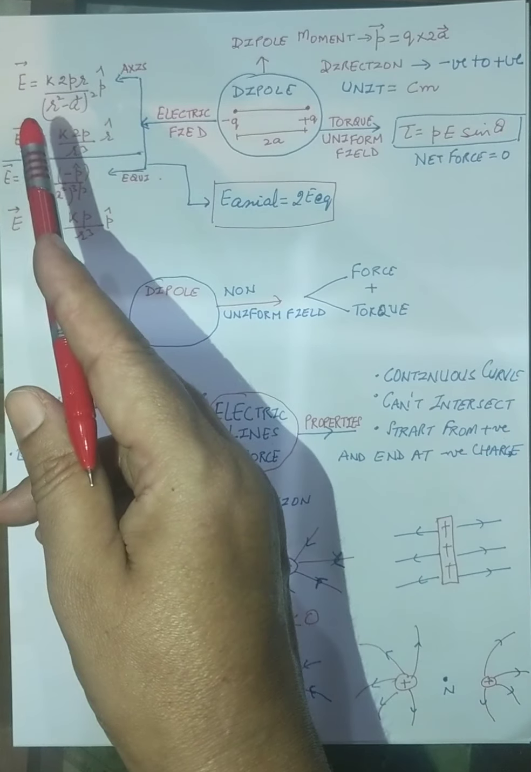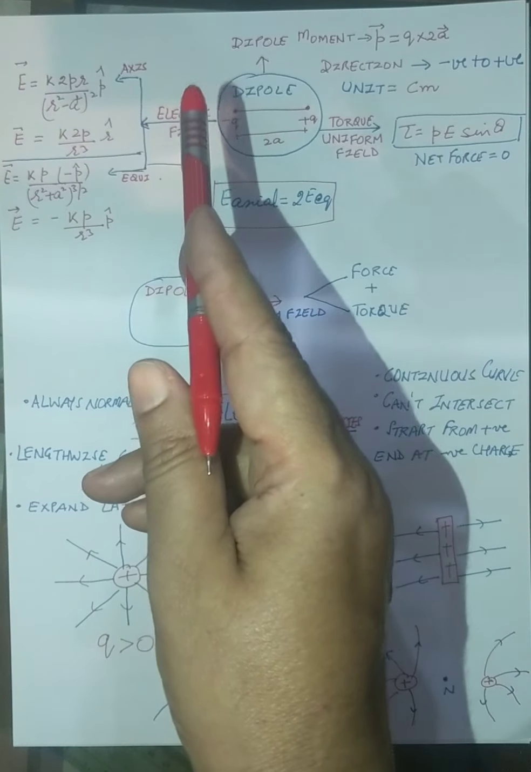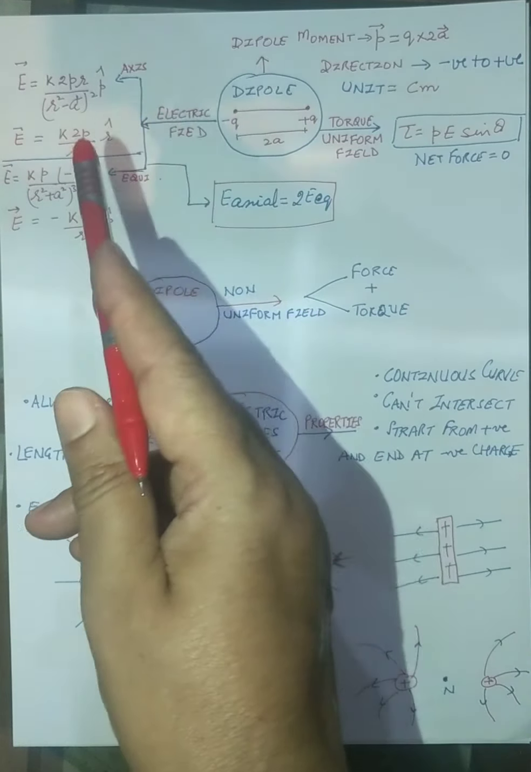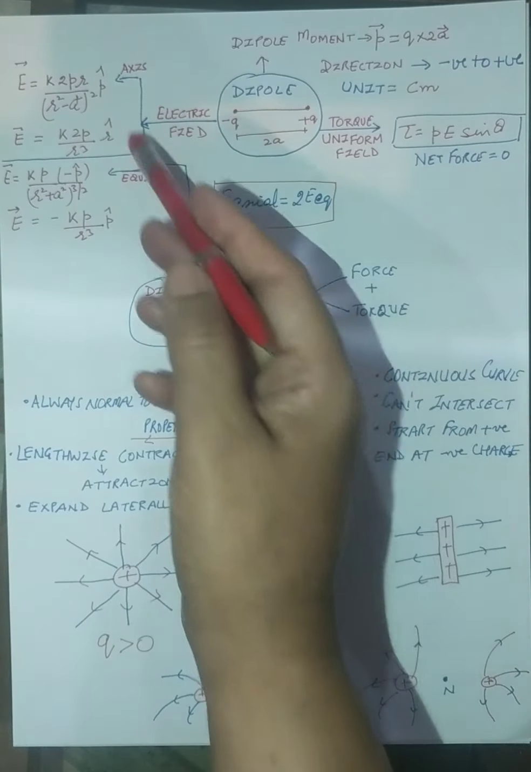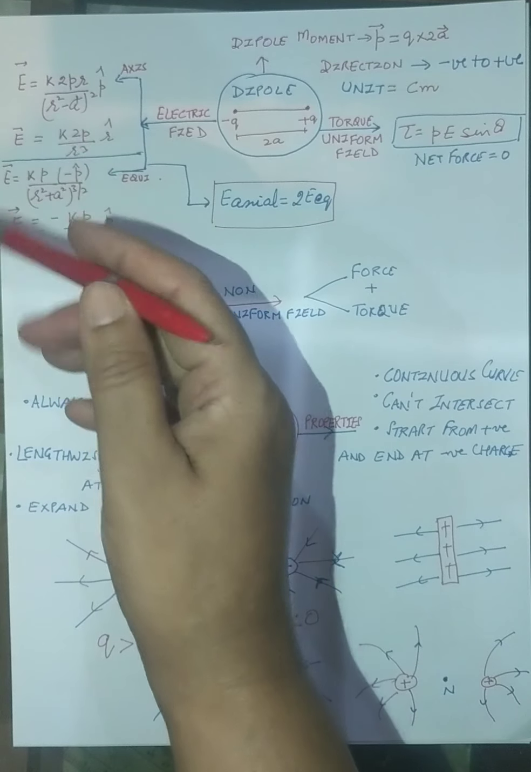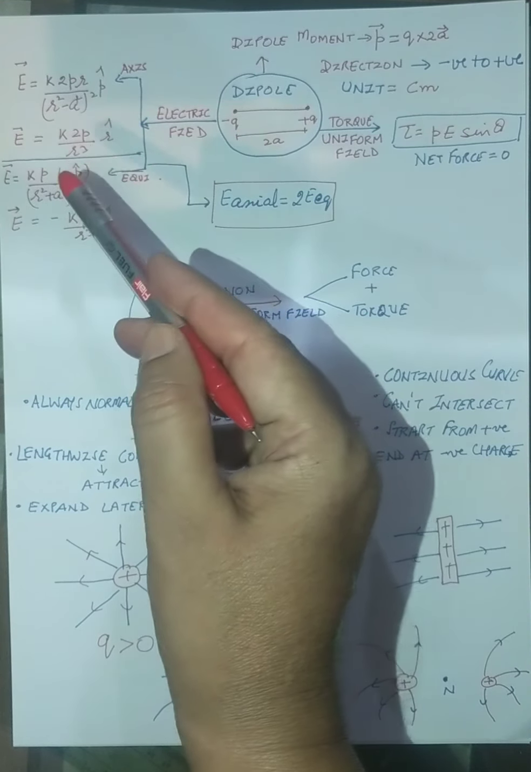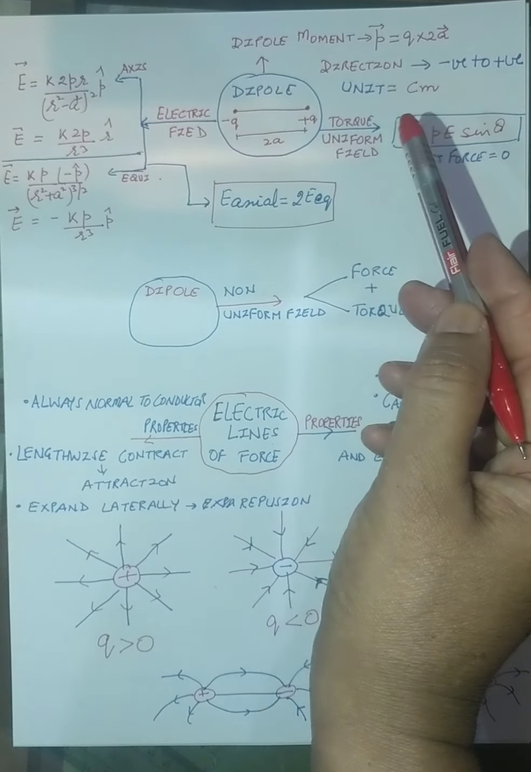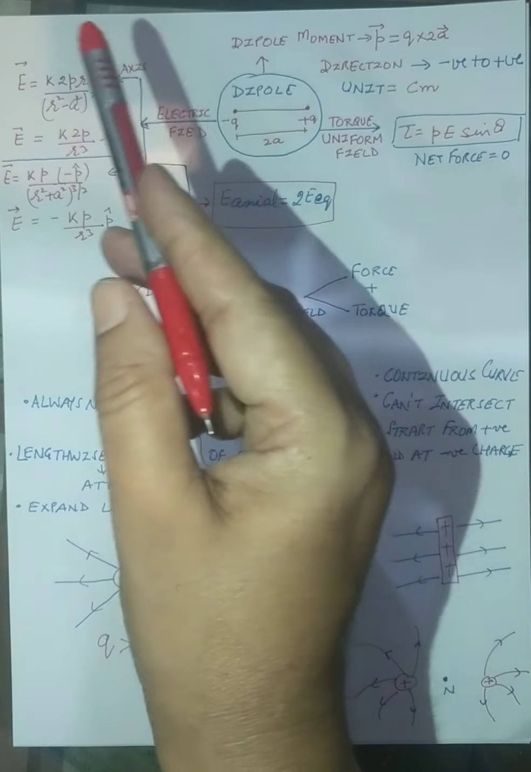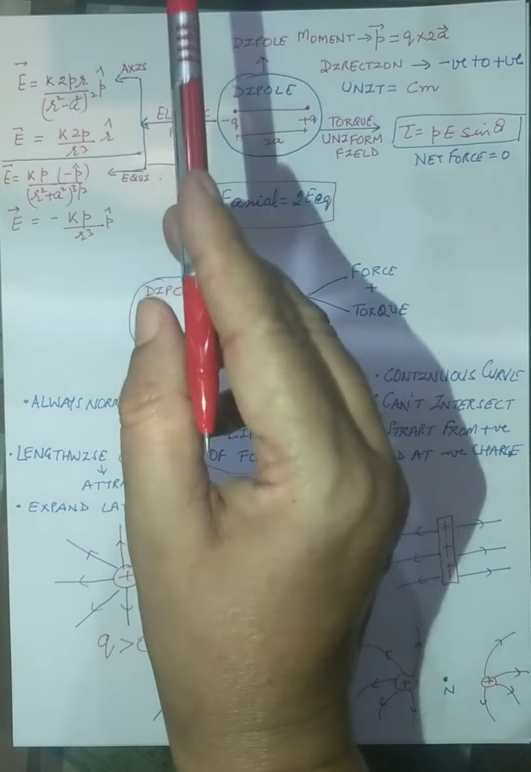So the electric field in the case of the axis acts in the direction of the dipole moment. And when you take the special case, that is when the length of the dipole, a, is far smaller than r, then your electric field will reduce to 2kp by r cube, in the p cap direction. That means the electric field acts in the direction of the dipole moment. This is the case when you are finding the electric field on the axis of the dipole.